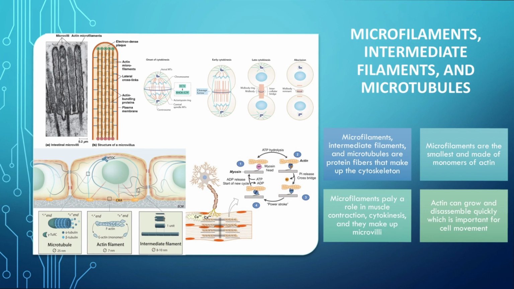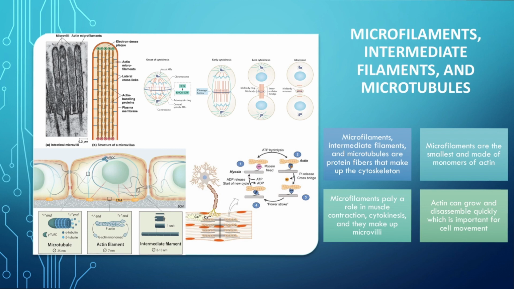Now let's talk a little bit about cytokinesis. Let's remember that cytokinesis is the last stage of cell division. As you can see over here, we have an image of cytokinesis, and microfilaments help with cytokinesis, aka pinching off, the last step to make two cells.